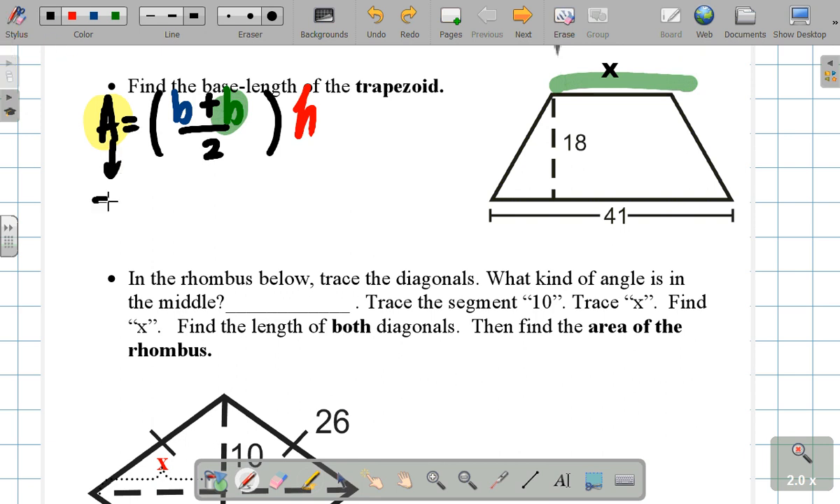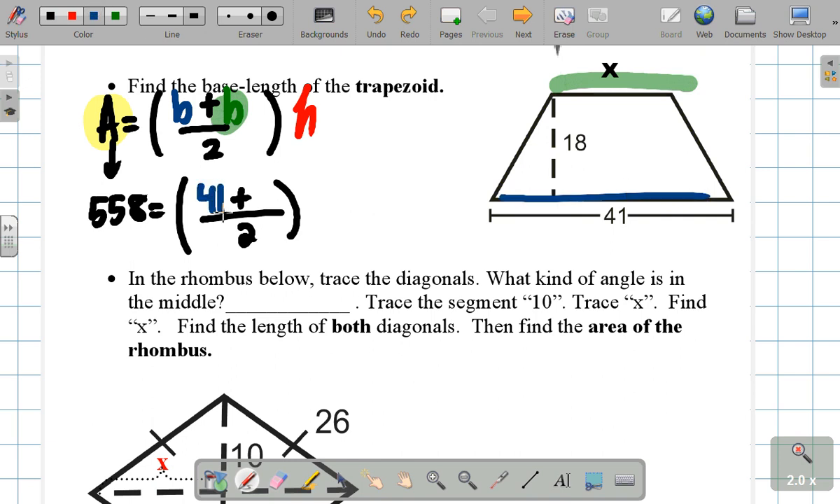Ready? Let's give that. That's 558. I'm just giving it to you, folks. The area is 558. Okay, your one base is 41. Your other base is your x. Your height is 18.